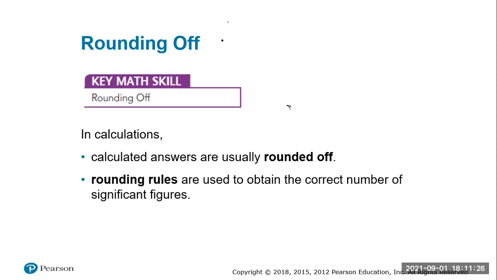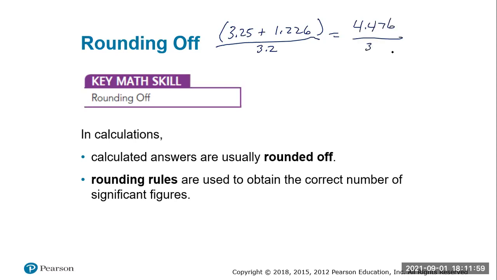So let's say we were taking 3.25 plus 1.226, and then we're going to divide it by 3.2. Normally in math, we would do whatever's in parentheses first. So in terms of what's in parentheses here, 3.25 plus 1.226 gives us a number. If we did the top part, 4.476, and we would still be dividing by 3.2.